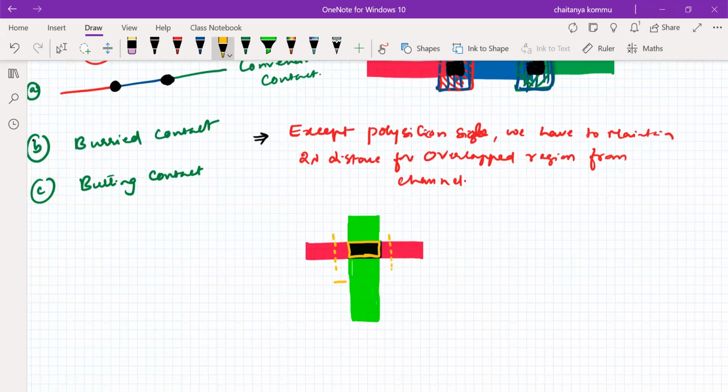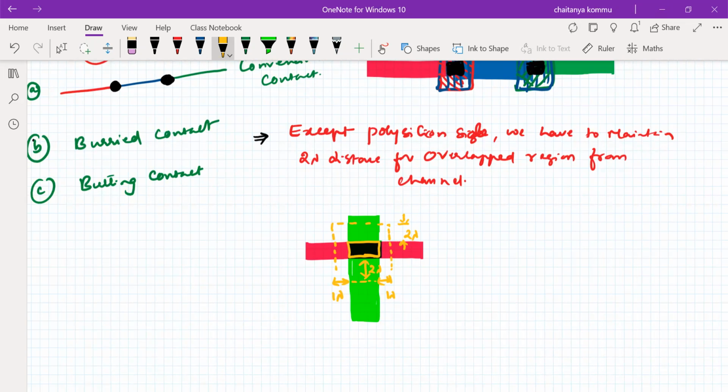And from here to here, what is the distance? It's 1 lambda. From here to here, what is the distance? 1 lambda. Whereas on the diffusion side, minimum 2 lambda we have to maintain. So that means towards the diffusion sides, 2 lambda we have to maintain. Here also towards the diffusion side, minimum 2 lambda we have to maintain.